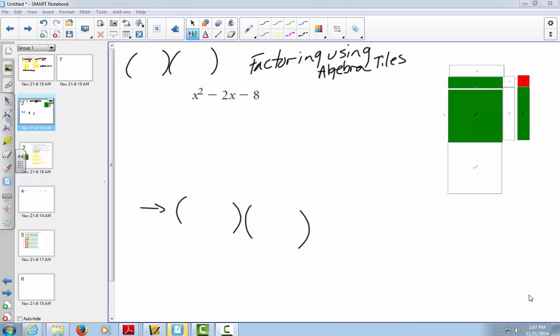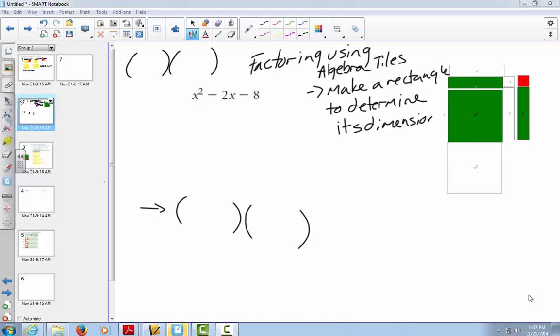So how do we get there? Well, using the algebra tiles, we're going to make a rectangle to determine its dimensions. Basically, this is the area, and we want to know the length and the width. So, how are we going to do that?